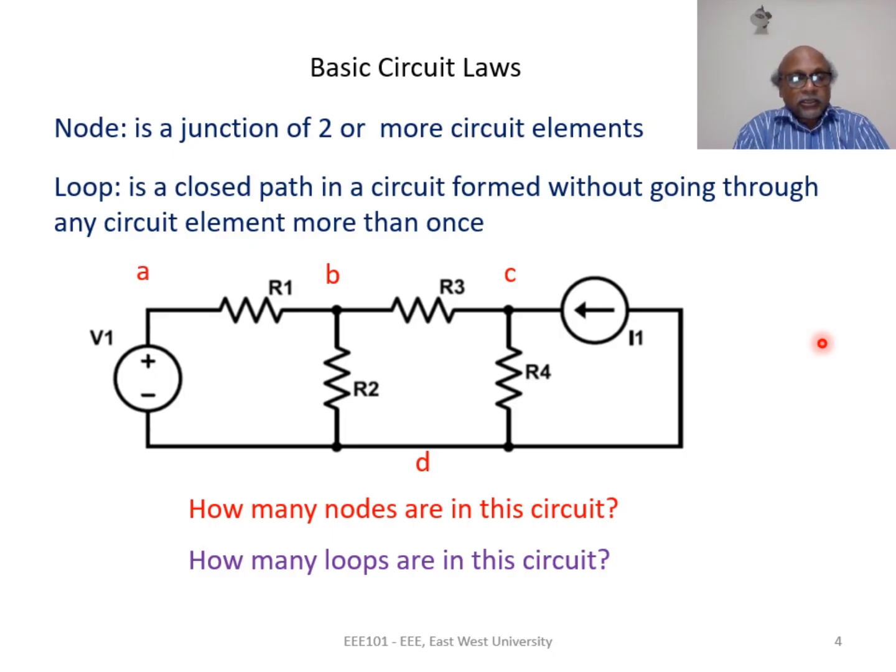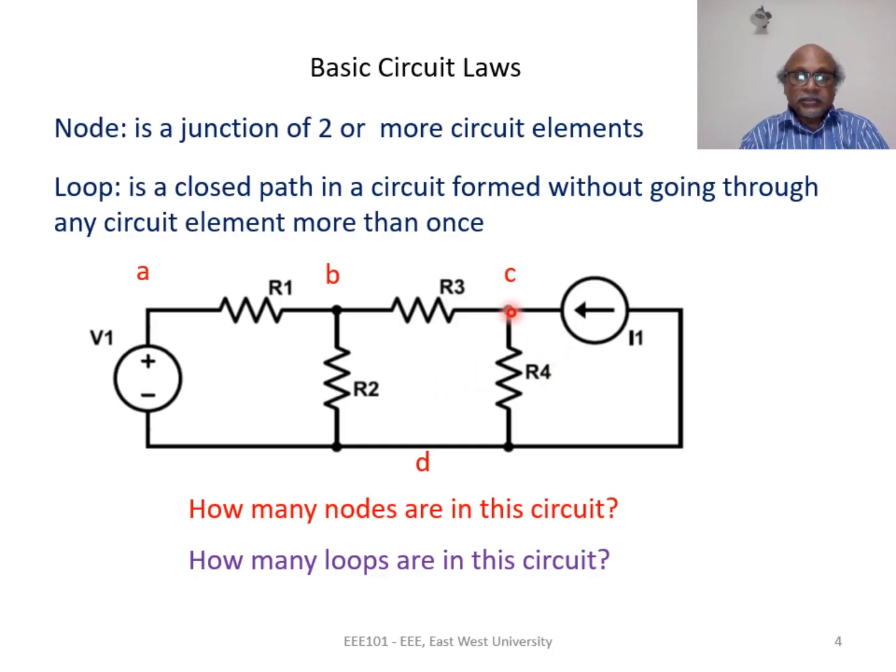First, we look at clockwise travel. There are 3 loops which we can see obviously. This one, we start from A, go to B, go down through R2 to D and return to A. So this is one loop. The other loop is the middle one. We start from B, go to C, go down through R4 to D, go up to B through R2. This is another loop, and you can see that when we are defining these loops, we are not going through any circuit element more than once.